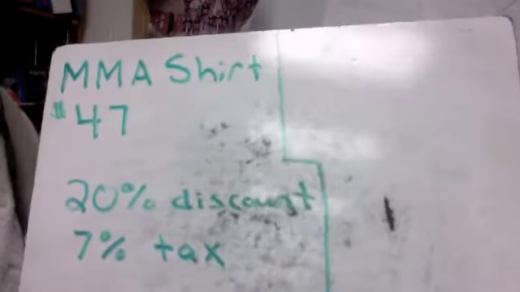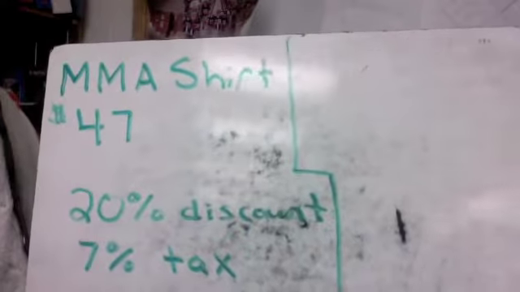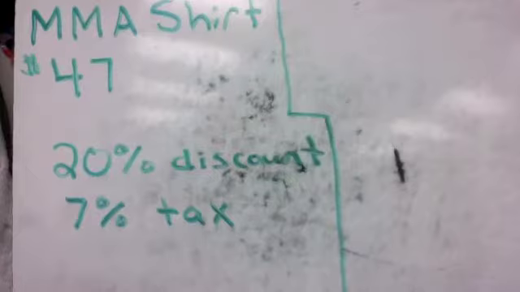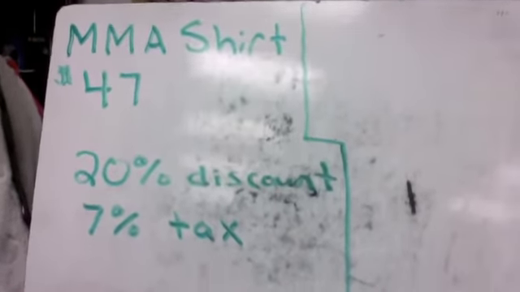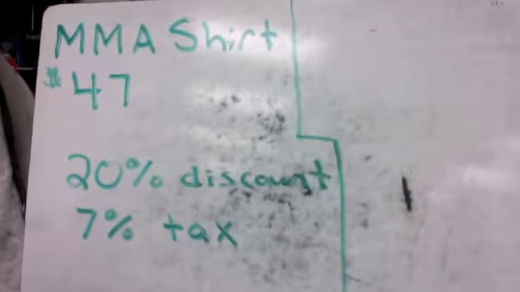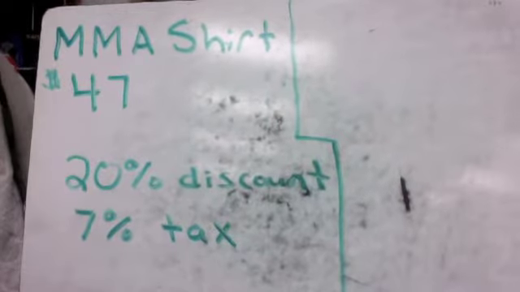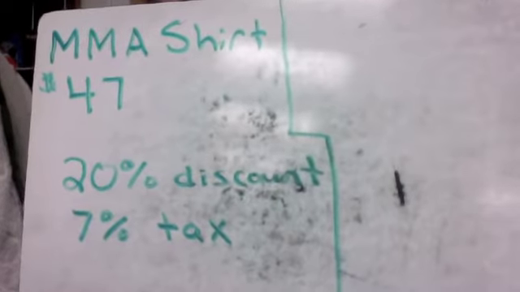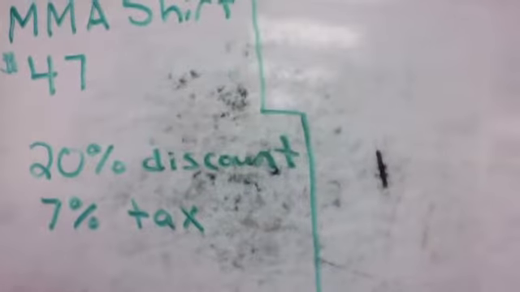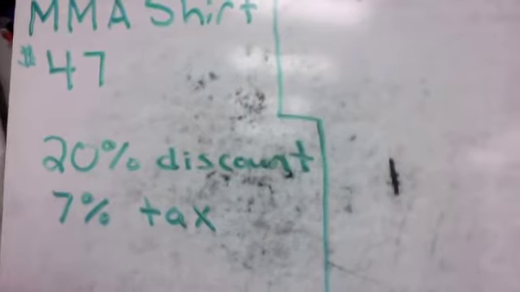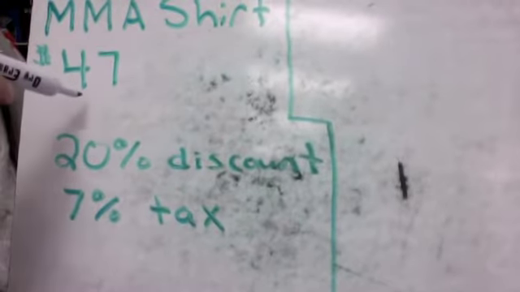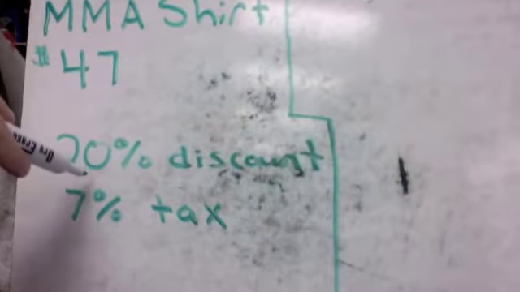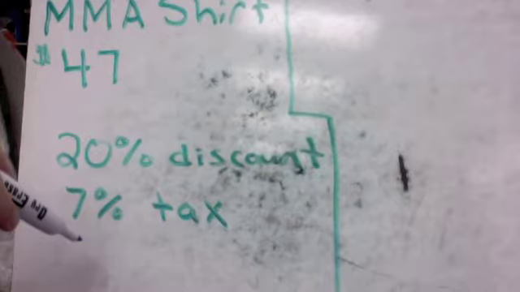So we're going to start off with Nick Sock and his MMA shirt. Nick aspires to be a professional fighter, and he feels that wearing this $47 shirt around is going to help him fight. But his dad thinks that he's crazy because he knows that he's going to get knocked out probably the first round of the first fight that he has. So he wants to get this shirt on a discount because he knows he's not going to wear it very much. So we've got his $47 MMA shirt. He's going to get a 20% discount, and then we have to pay 7% tax.